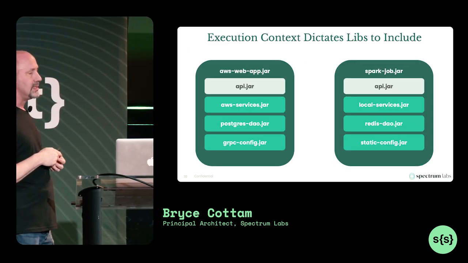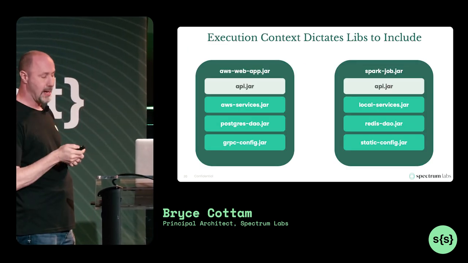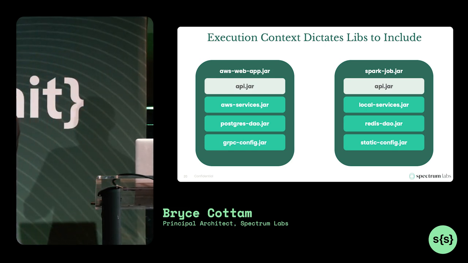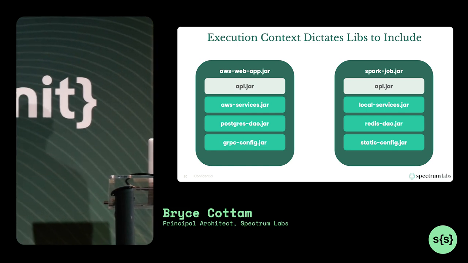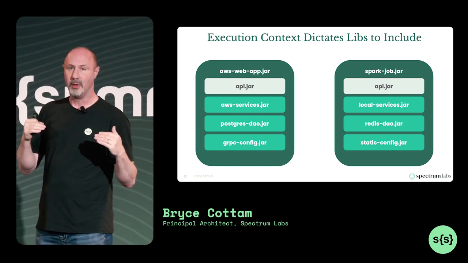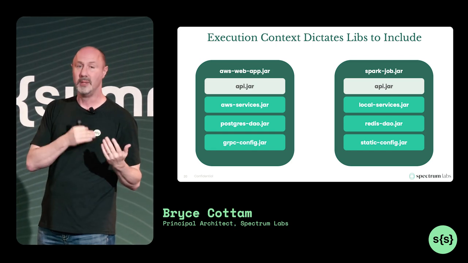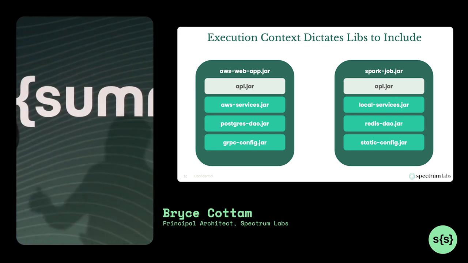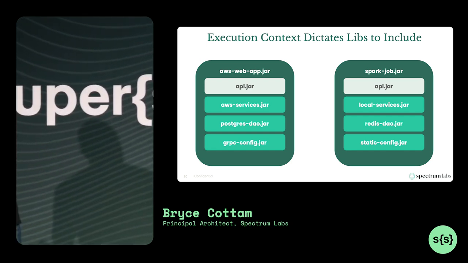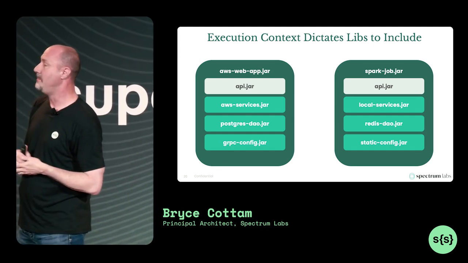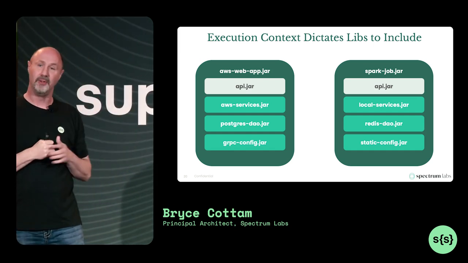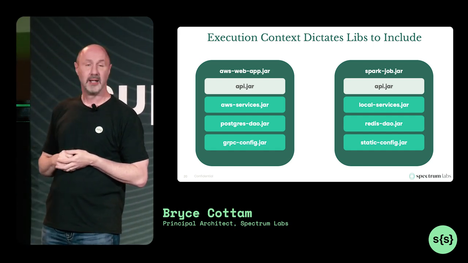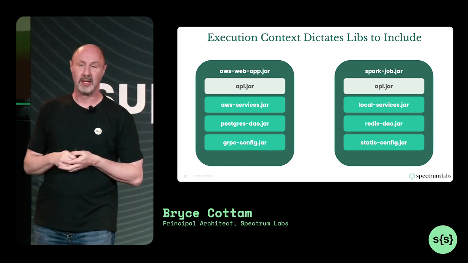Now, the idea is that when you deploy these to something like a web app or a Spark app, it is the job of the context to determine which supporting libraries it will pull in to power your business logic. Your business logic shouldn't care if it's using a static config service that's passed to a Spark jar, or if it's using a gRPC config service that calls our config service that I showed in the diagram. It also shouldn't care whether you're talking to Redis or Postgres.